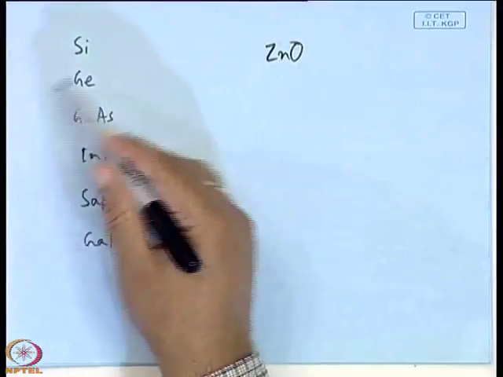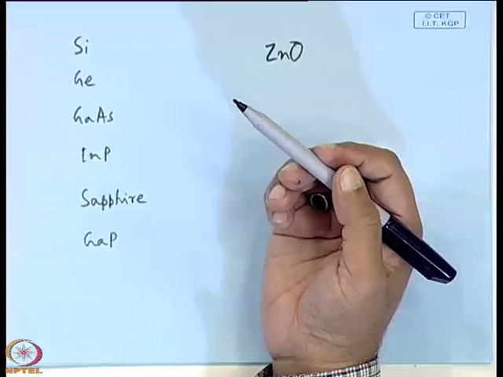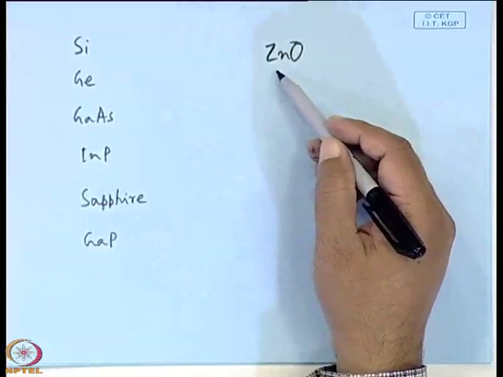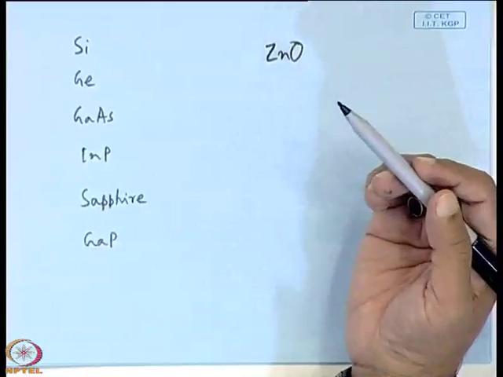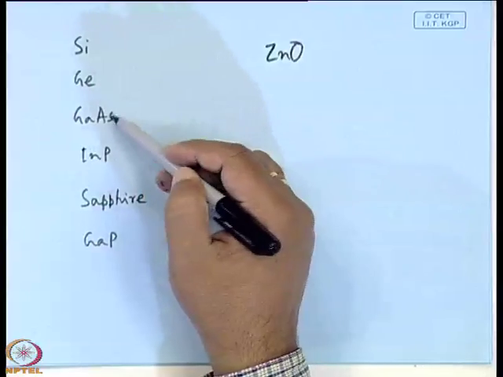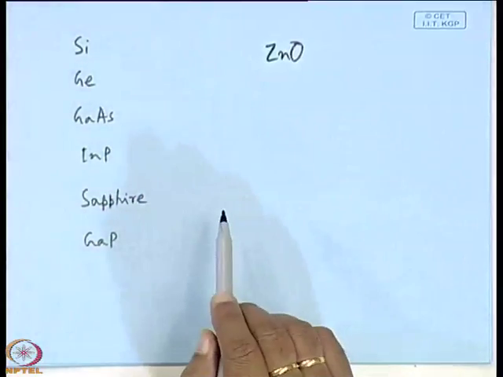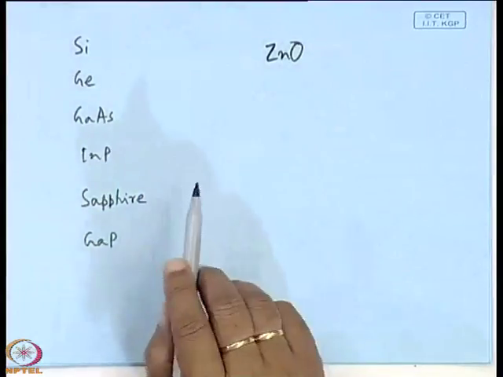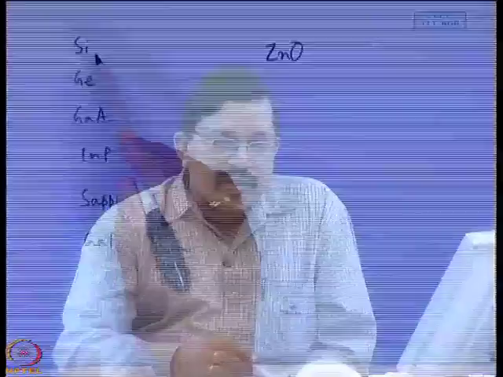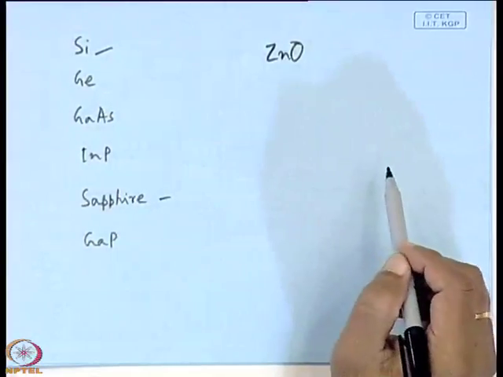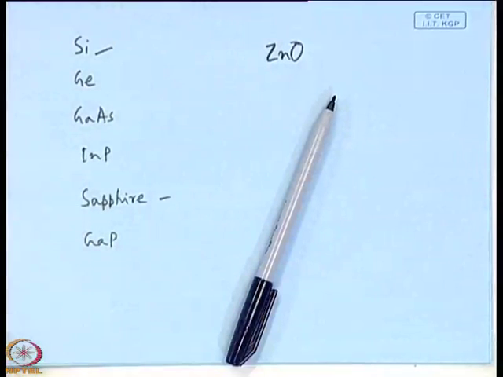For zinc oxide you cannot use any of them, because zinc oxide has a wurtzite structure, while these are cubic or zinc blende structures, except sapphire. Sapphire you can use, but the lattice constant of sapphire is not exactly matching with zinc oxide. But how can you grow? You have to use a substrate. So, people use either silicon or sapphire, and there will be lattice mismatch.